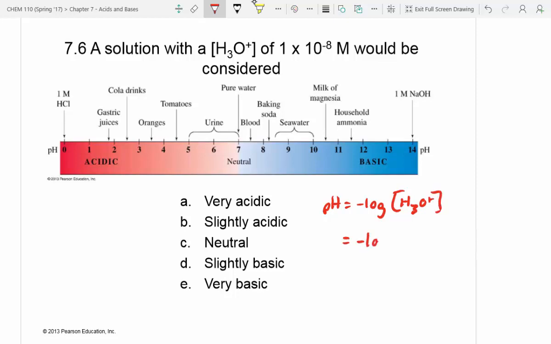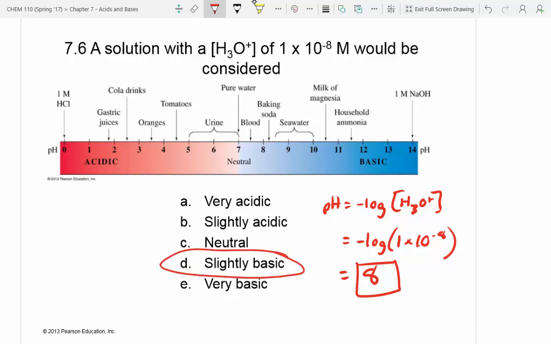Okay, so that'd be negative log times 1 × 10⁻⁸. That should be a pH of what? 8, right? So using log rules, this is a pH of 8. Is that basic or acidic? Basic. Is it super duper basic or just kind of? Slightly. So I'd say slightly basic would be the correct one for that.